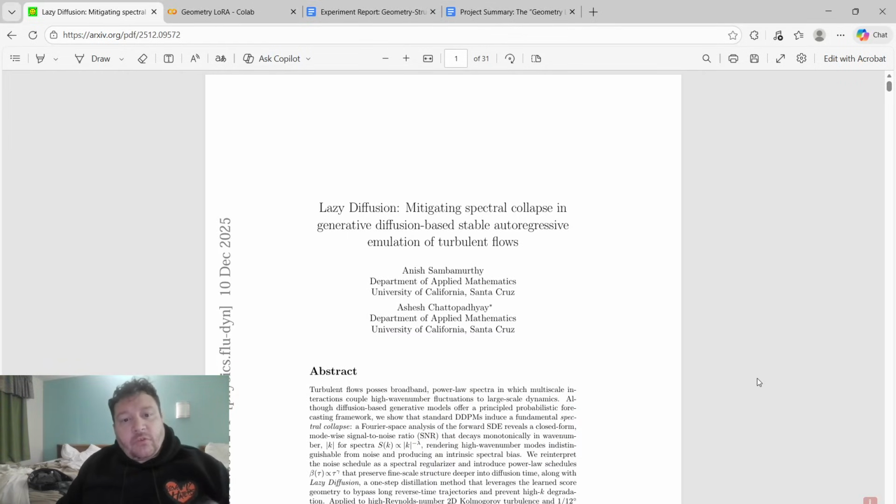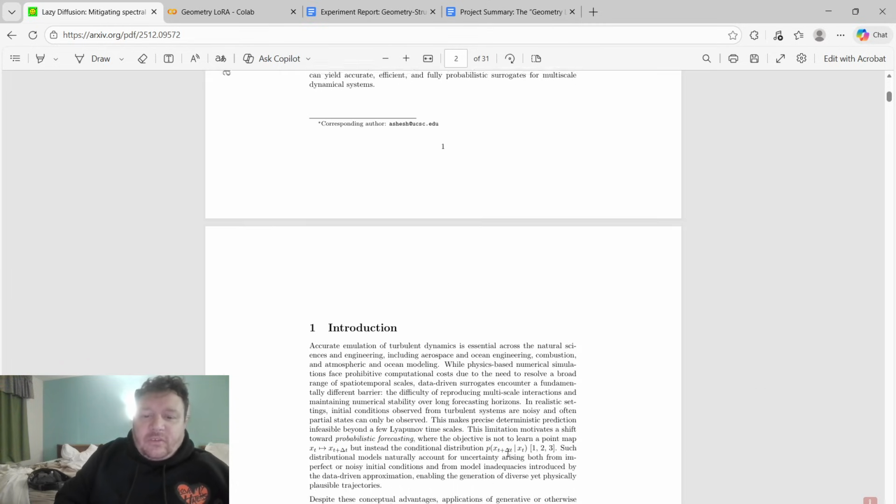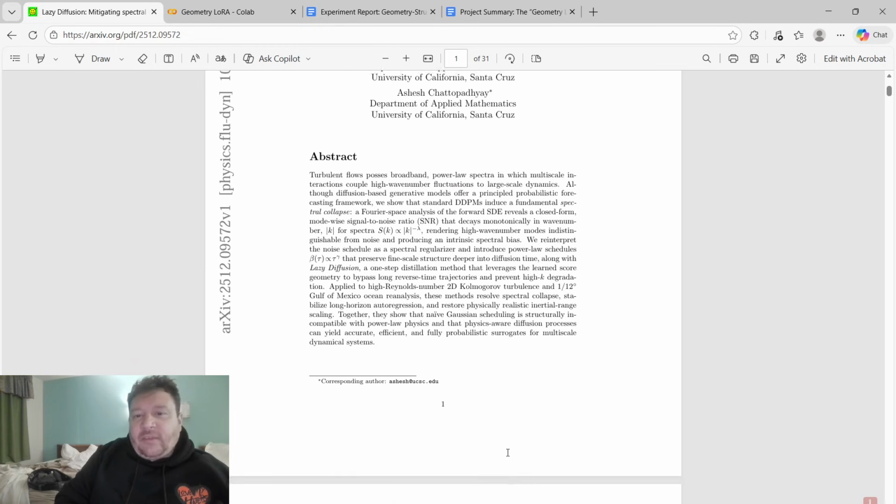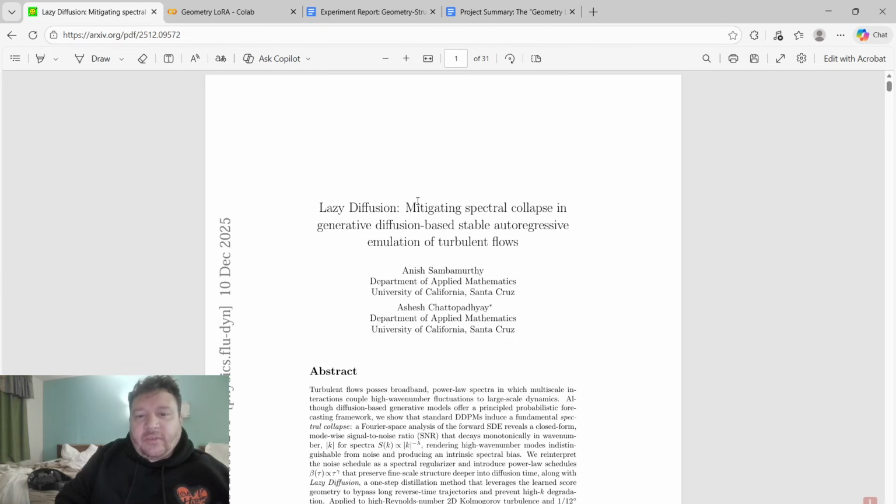Hey everybody. I want to start off this discussion with this particular research paper, which is where my experiments started. It's called Lazy Diffusion: Mitigating Spectral Collapse in Generative Diffusion-Based Stable Autoregressive Emulation of Turbulent Flows. It's an awfully long name, put out by UC Santa Cruz yesterday, December 10th, as I'm making this video, December 10th, 2025. Essentially, what they do is exactly what the title says: they mitigate spectral collapse, right?